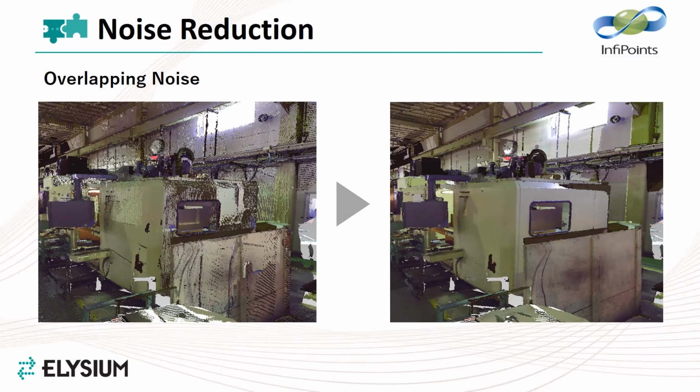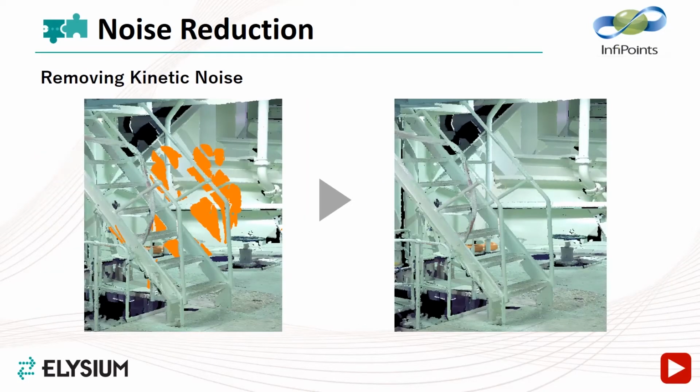On to noise reduction. InfiPoints has automatic noise reduction or removal, where it will automatically remove overlapping noise where there are duplicate points, as well as kinetic noise, where, for example, someone walked through the scan during scanning. It will automatically remove objects like that from the scan. And now Nate is actually going to show an example of noise reduction.